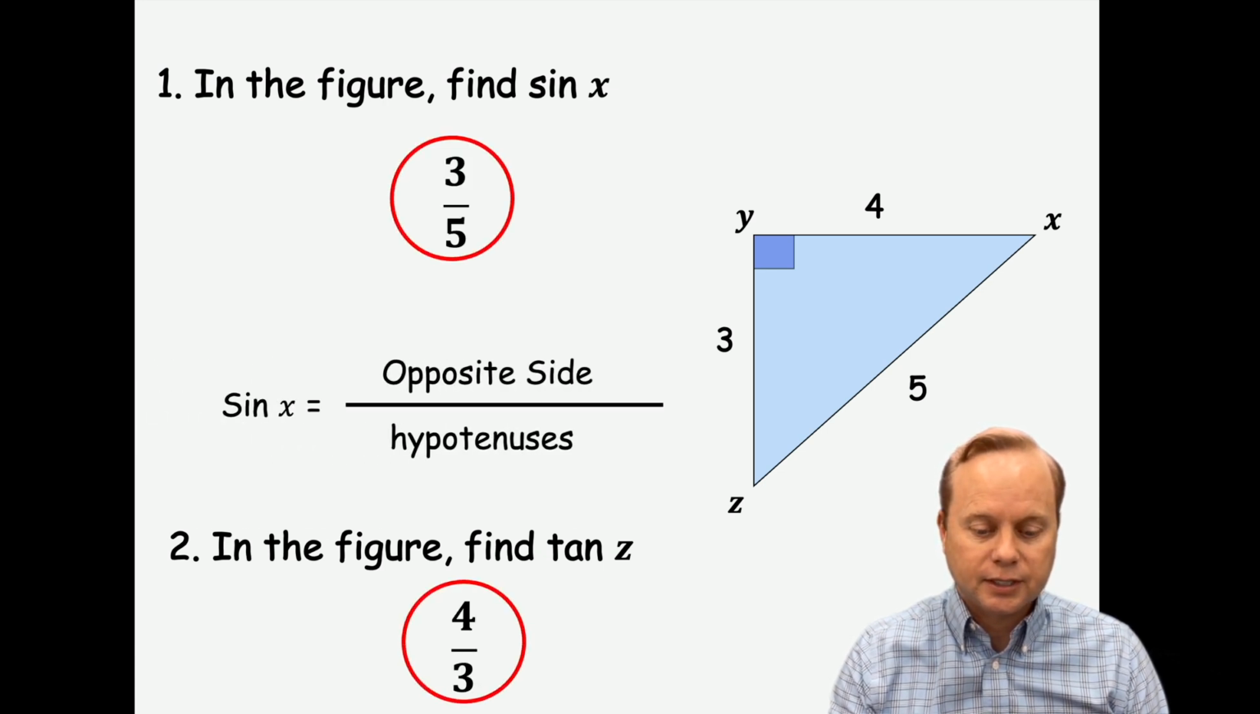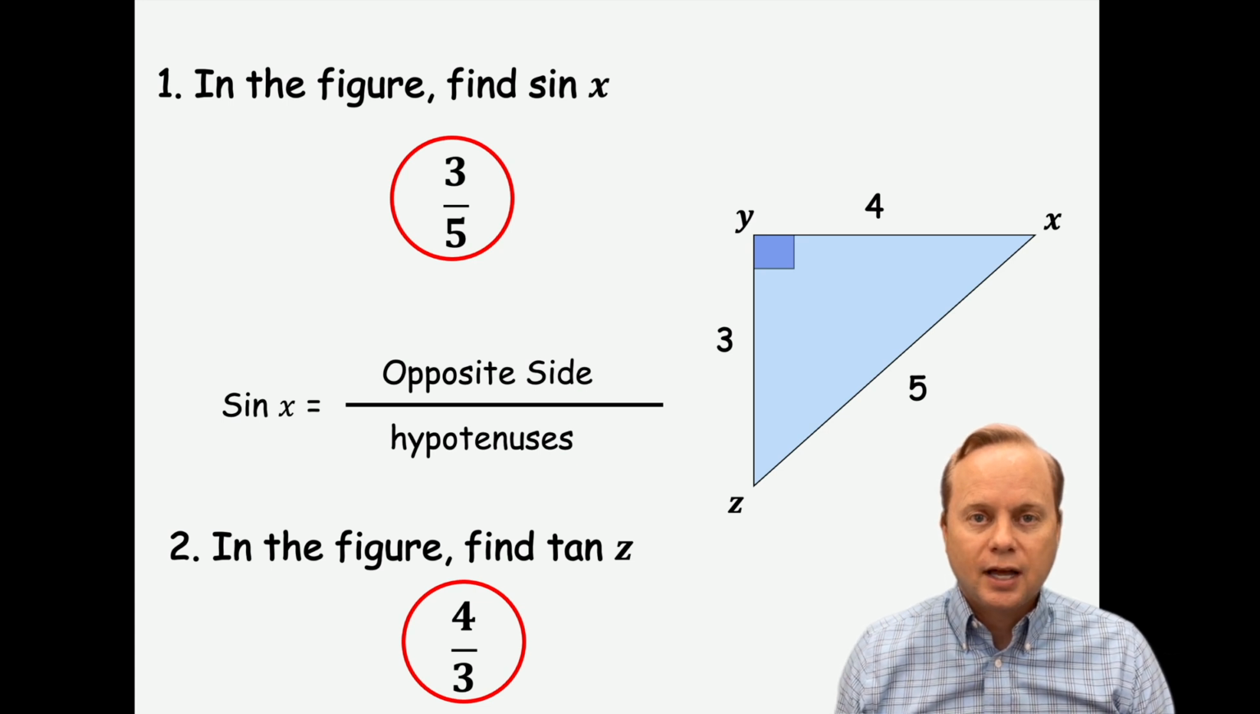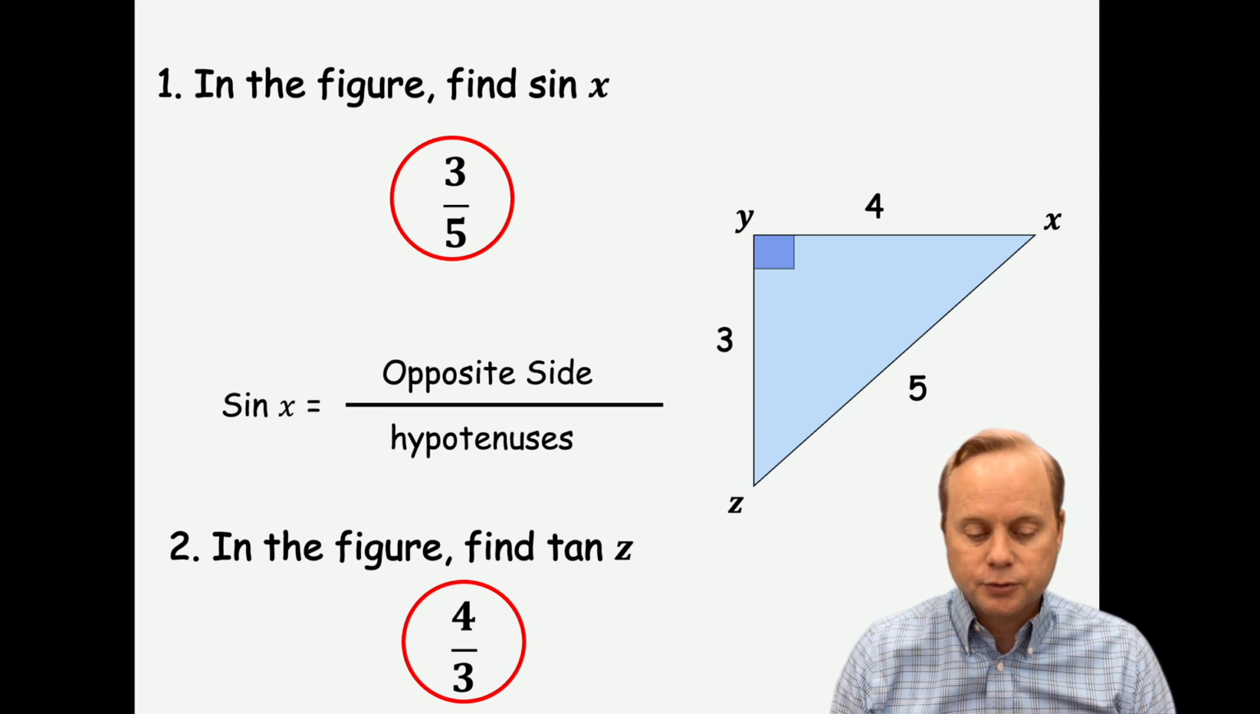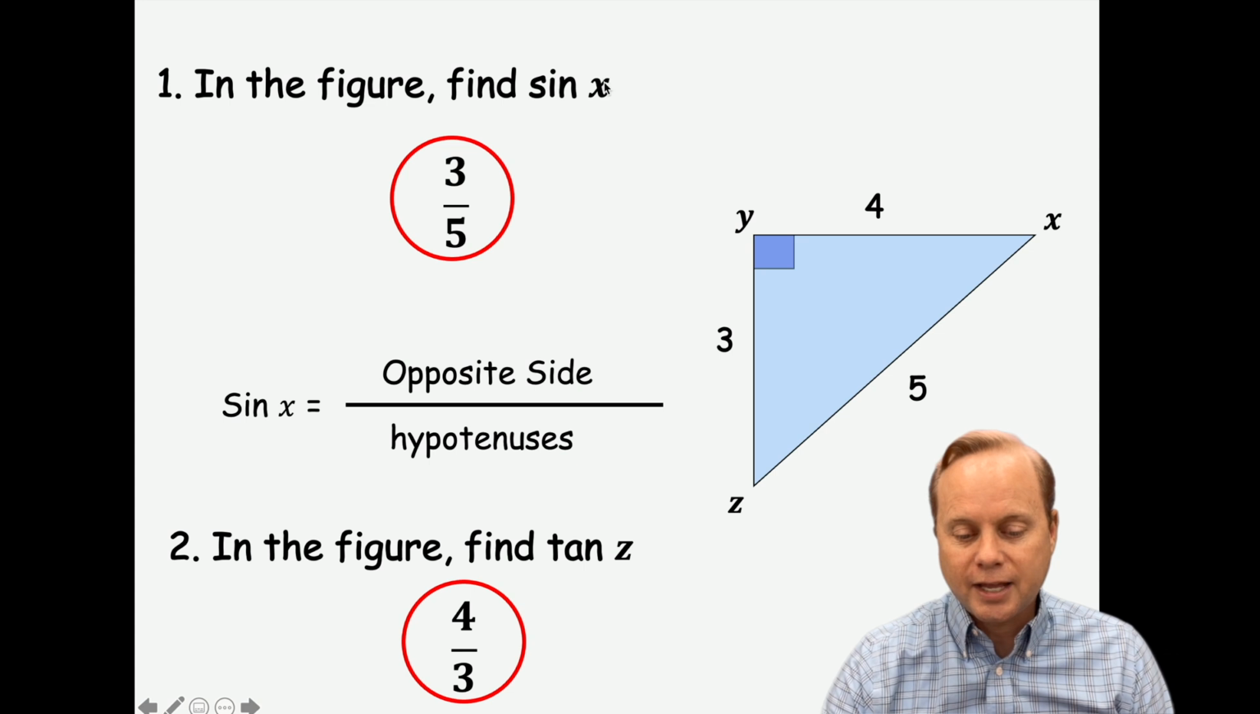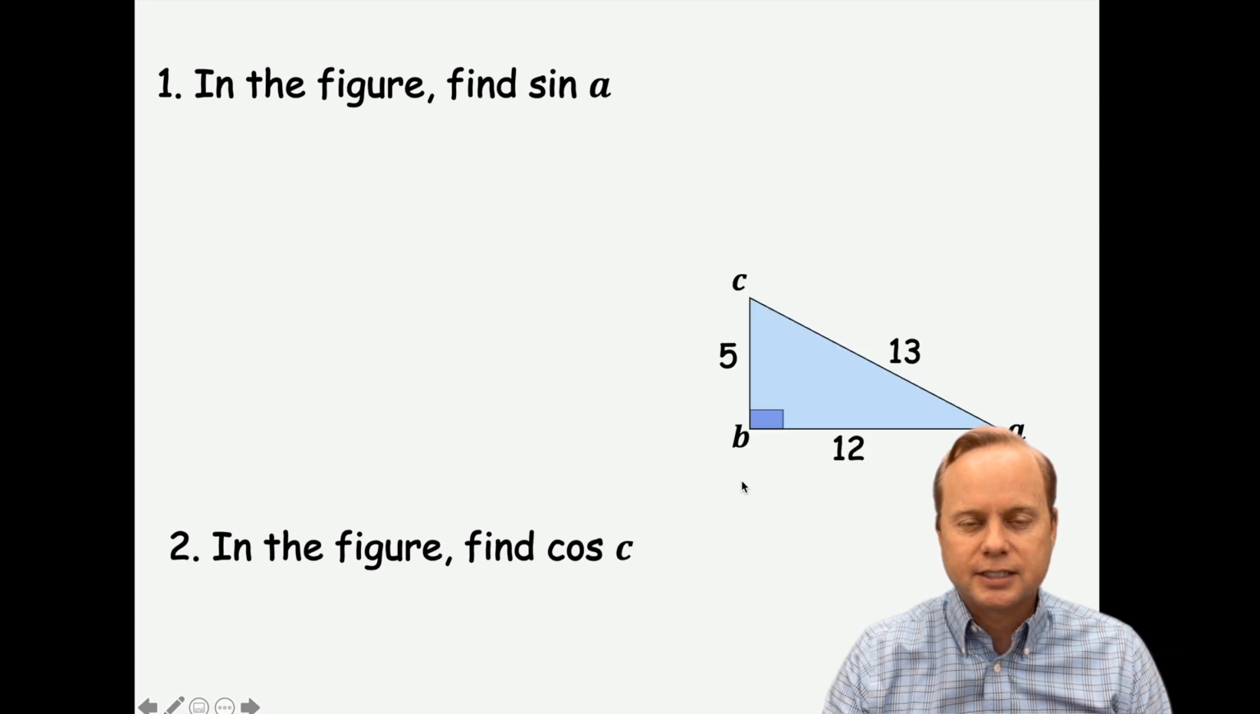Okay, let's see how you did. Hopefully you remember that the sine is the opposite divided by the hypotenuse. And of course, the tangent would have been the opposite side divided by the adjacent side. And you notice on this one, I switched angles on you. The first one was angle X, and the second one was angle Z here. So you just gotta pay attention to that just a little bit.